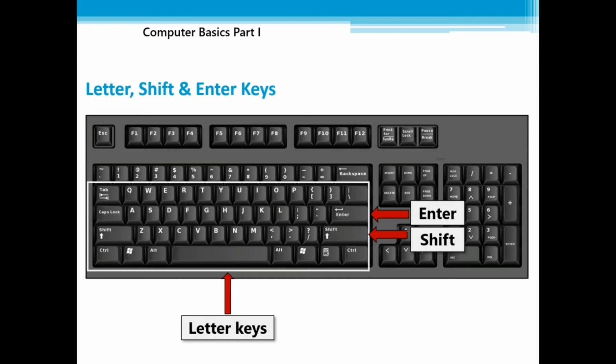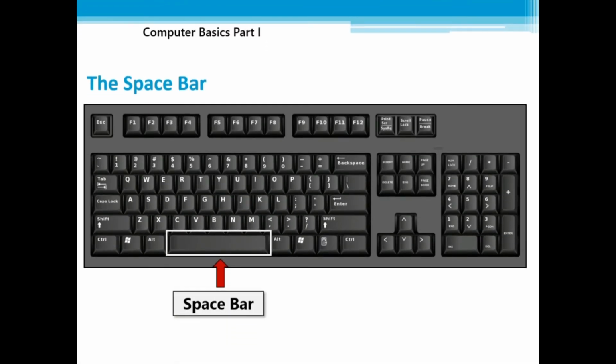Now your shift key, you use that to make a letter capital. And then you have here your letter keys, which your home keys fall within that second row. You've got your space bar, which you need when you're typing a word. You need space in between your words.